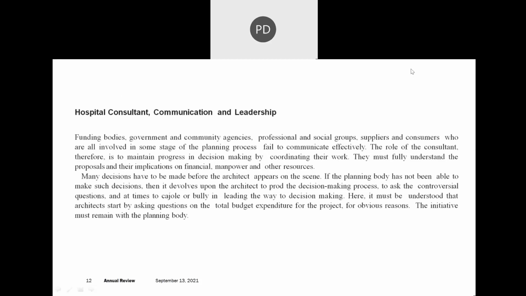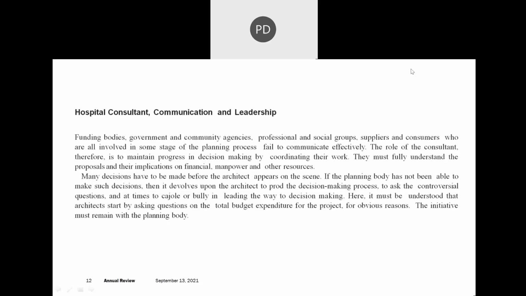So next one is how this consultant communicates and takes the leadership. Because as I said, he is one of the most vital persons who would be making key decisions in establishing a hospital, right? So how he would be doing the communication and the leadership. Funding bodies, government and community agencies, professional and social groups, suppliers and consumers who are all involved in some stages of the planning process fail to communicate effectively.